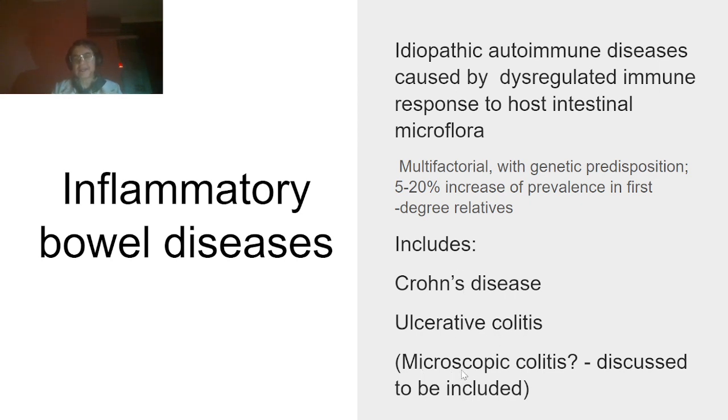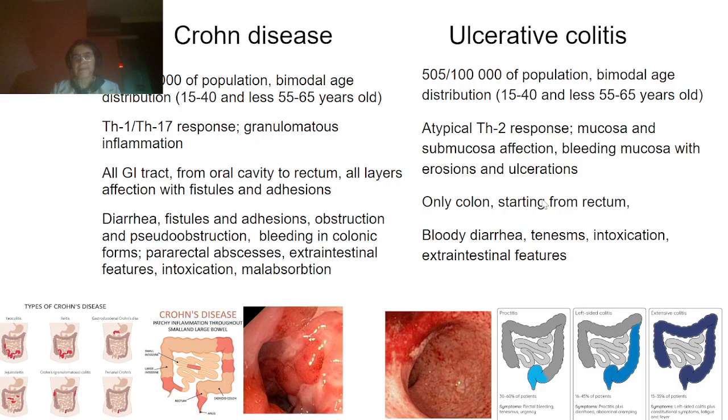Also, there is discussion to include microscopic colitis in this group, which is a milder autoimmune and inflammatory disease. Ulcerative colitis and Crohn's disease have a bimodal age distribution, and they are more prevalent in the age group 15 to 40, and less in 55-65, another peak.